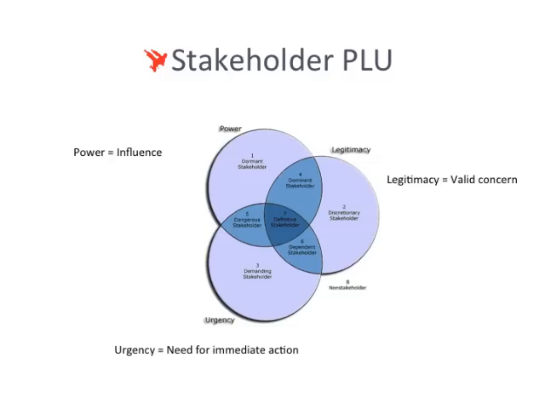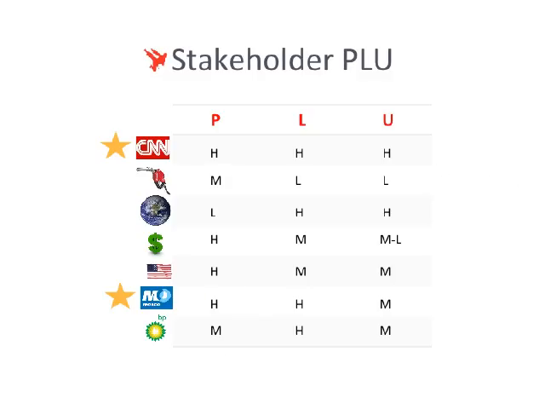If we look then at legitimacy, this is the validity of the concern that the stakeholder has. Looking at, okay, so if I'm concerned about X, how much more important is that than some other stakeholders' concerns? And we'll look at this in a real example in a minute. And finally, there's urgency, which is the need for immediate action. Is this stakeholder's concern something that needs to be addressed now, or is it something that needs to be addressed down the road? So let's put this PLU strategy into action with our Deepwater Horizon BP oil spill stakeholders.